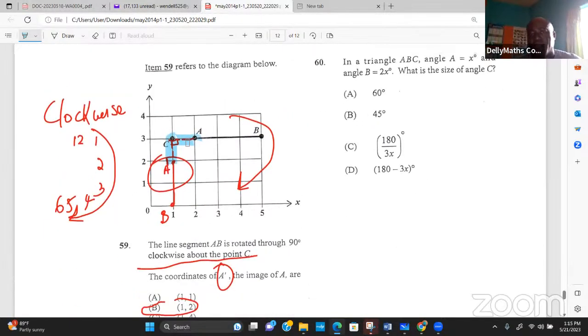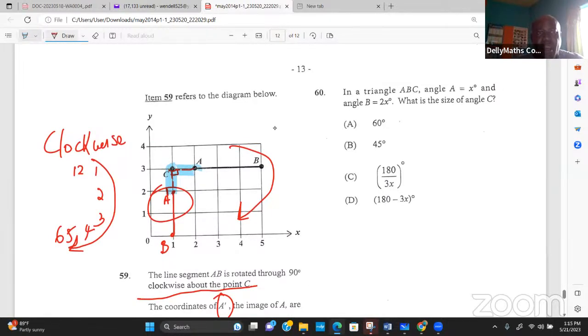All right, number 60 and last, right? It says, in a triangle ABC, angle A is x degrees and angle B is 2x. What is the size of angle C? So if I were you, I want to set up, say this is A, B, C, angle A is x and angle B is 2x.